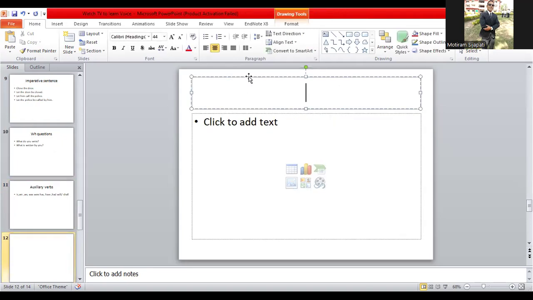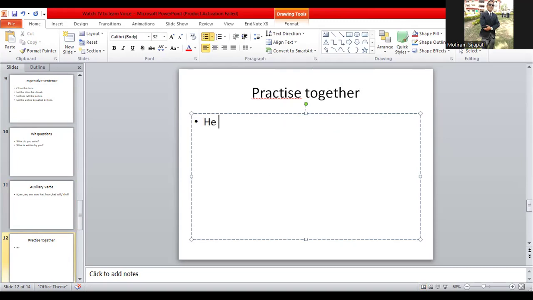Now practice together. We are practicing together, okay? What type of practice are we doing first? Yeah. He brought a pen.